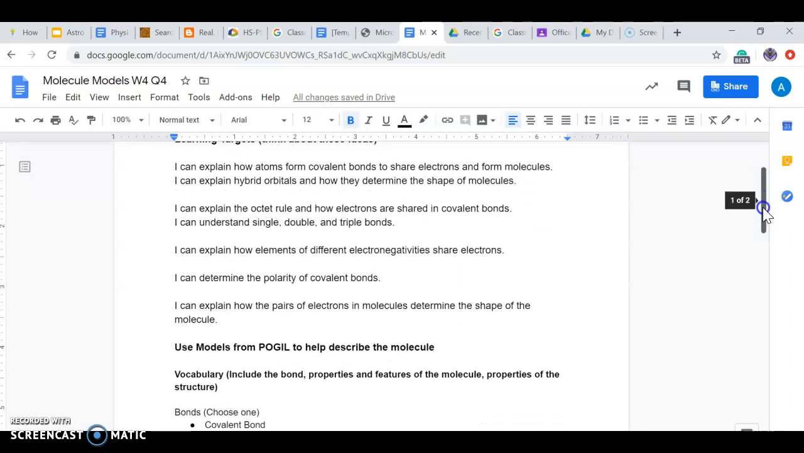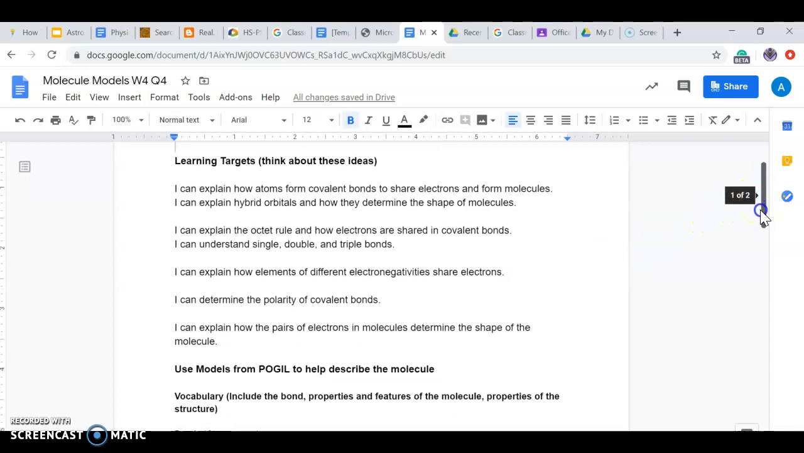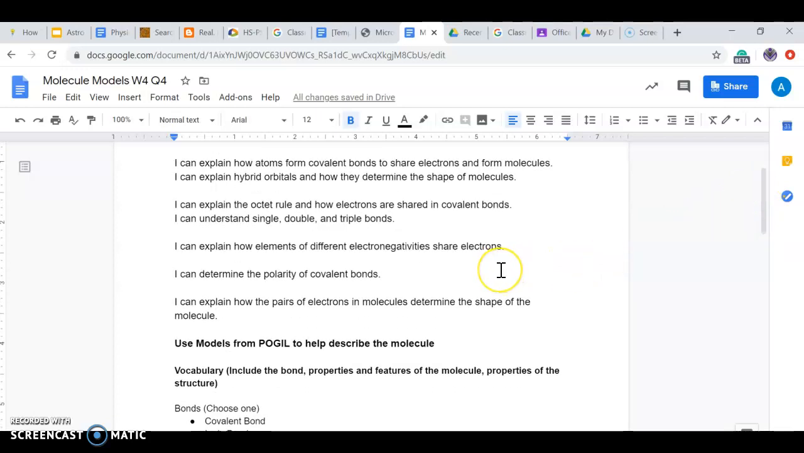All right. So the first thing is I want you to think about the learning targets when you select your model. And these are some ideas that you want to be able to include, right? So most of these learning targets convey what's going on with covalent bonds. So you also want to look at the POGL, right? Because that talks a little bit more about ionic if you want to do an ionic molecule. And you can include learning targets that you still have more questions about. So you could raise a question.